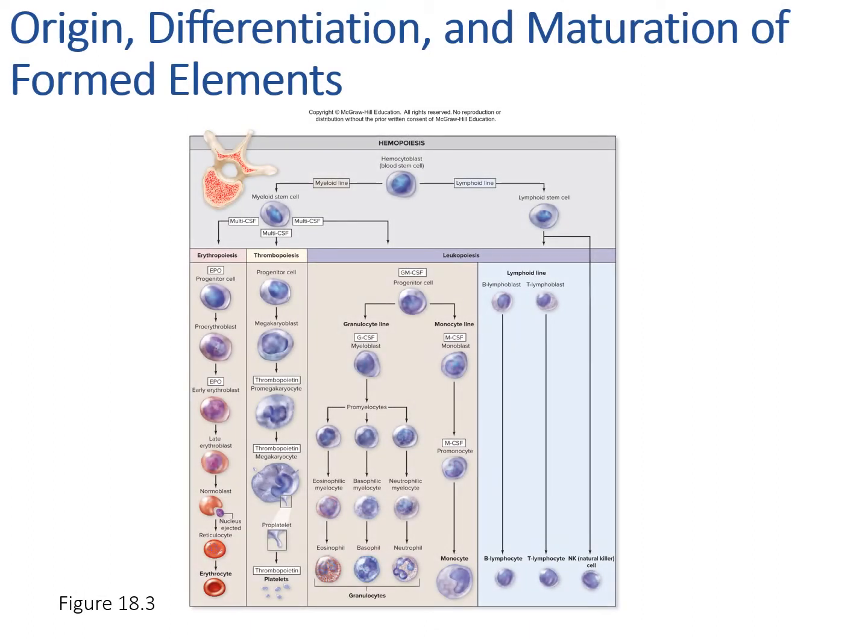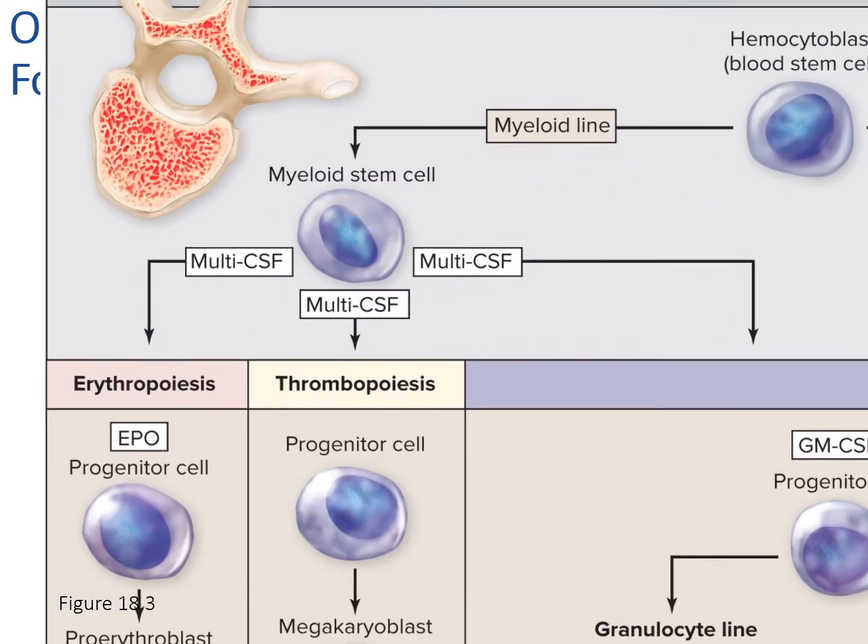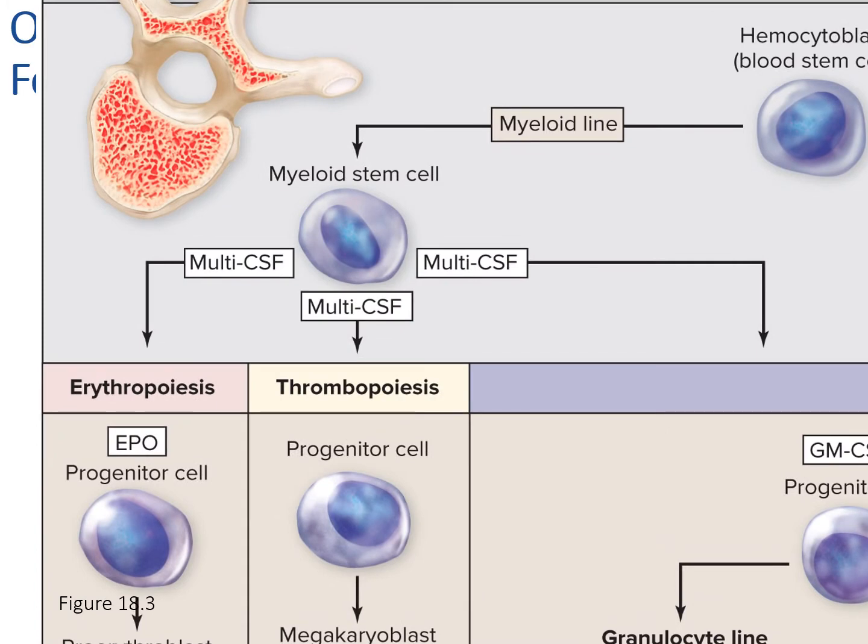This wonderful slide shows the origin, differentiation, and maturation of all of the formed elements of the blood. This particular book calls this stem cell a hemocytoblast, and it's the myeloid stem cell that leads to the red blood cells, the platelets, and 4 out of the 5 white blood cells.